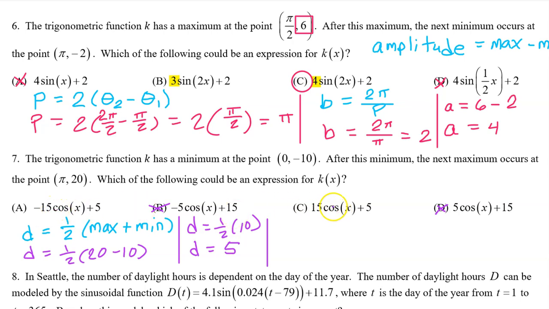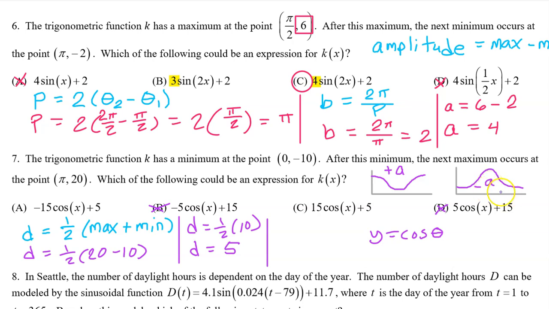Both of them are cosine functions, and they both have the same d value. But option A has a negative a value, whereas option C has a positive a value. The parent function y equals cosine theta is oriented like this. So if the graph turns out to be oriented this way, that will correspond to a positive a value. If the graph turns out to be upside down compared to the parent function, that will correspond to a negative a value.